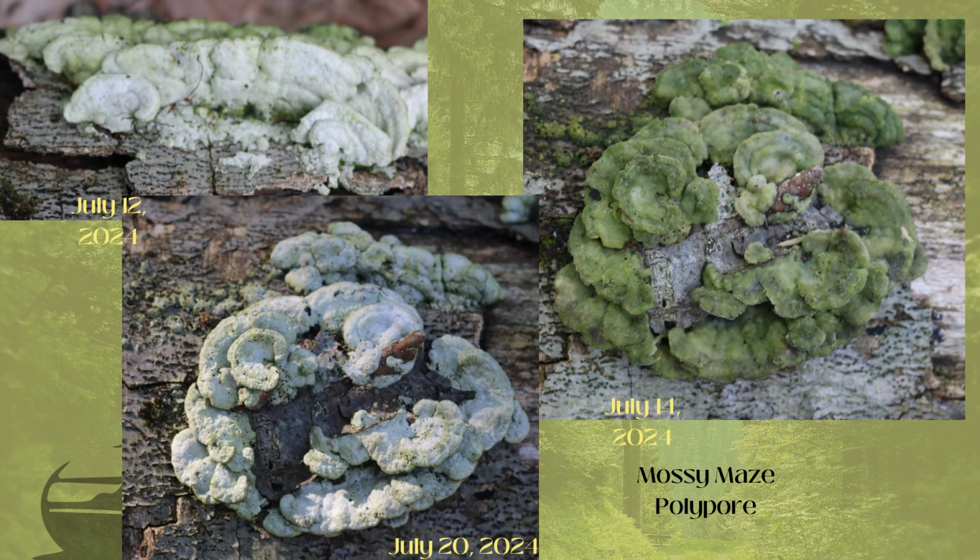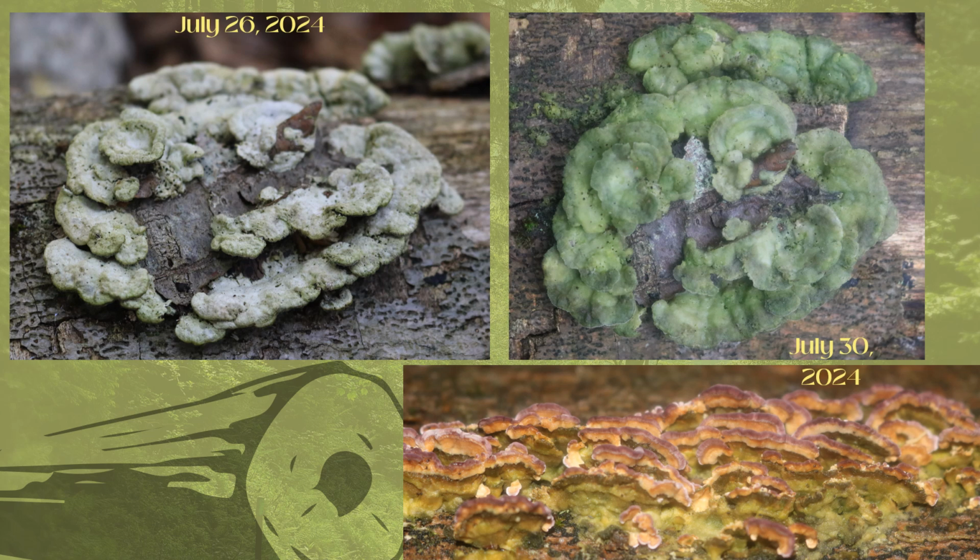This mossy maze polypore is also on this beech tree trunk. These photos show the coming and going of algae on this fungus, and you can note this piece of wood right here that I'll use this yellow marker with again to follow through and see that it is the same piece of polypore that goes green with algae when it's wet, back to mostly white when it's drier, and back to green again.